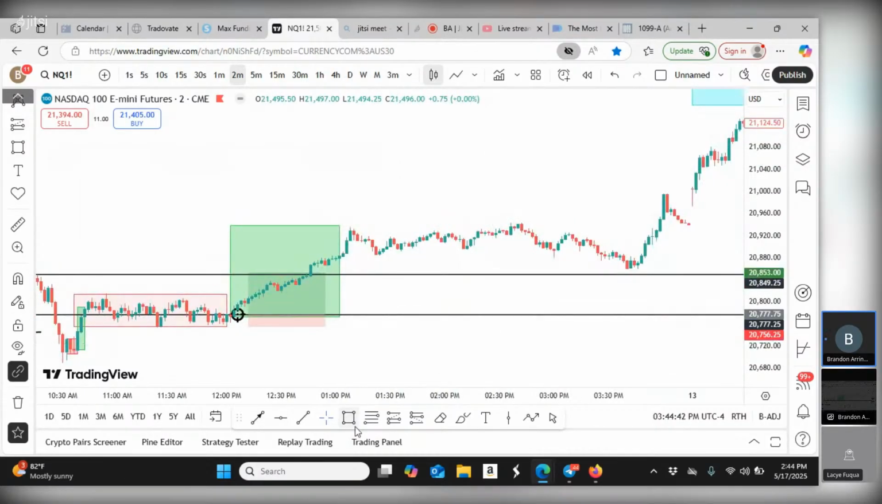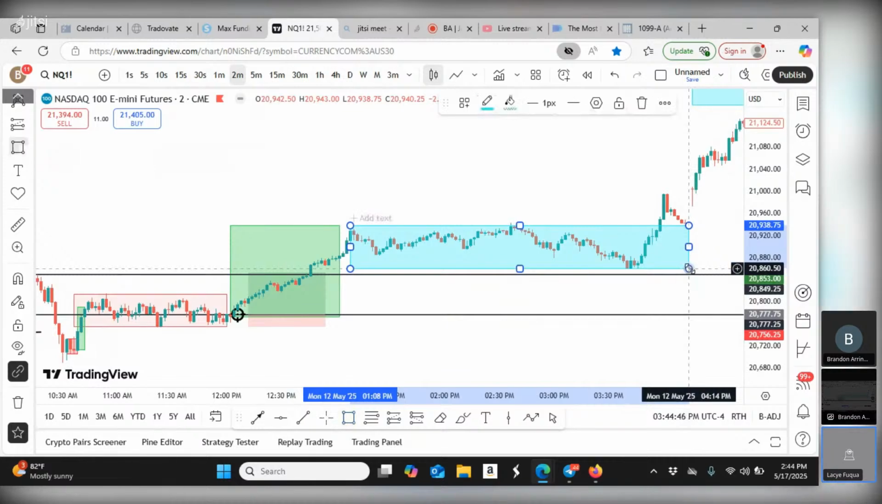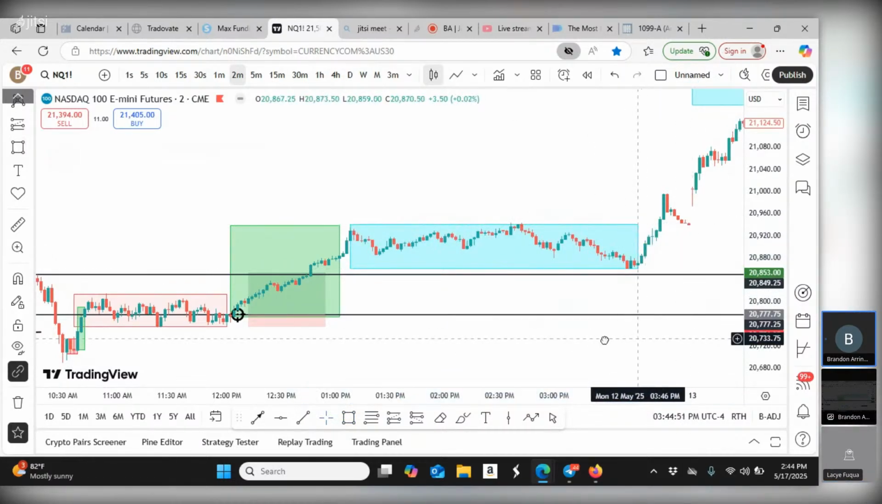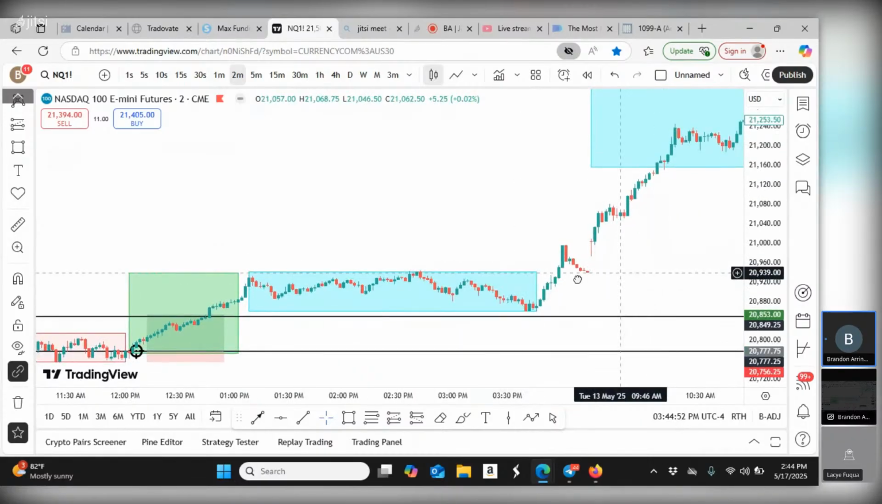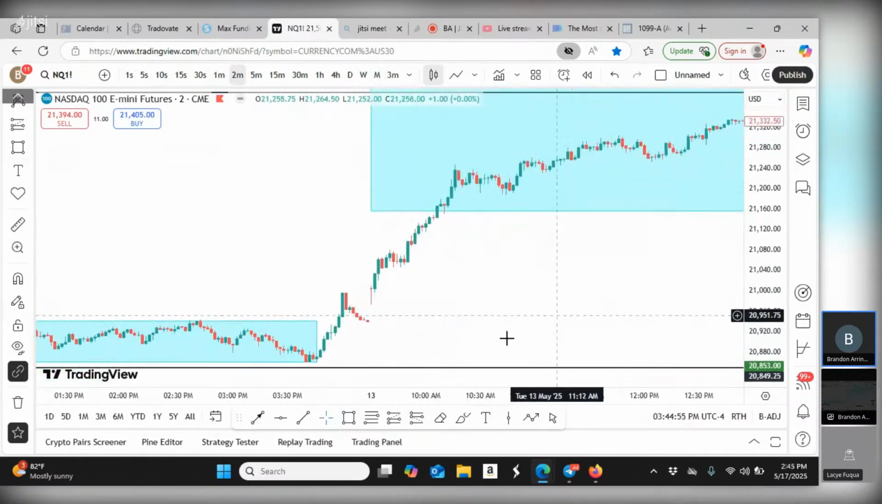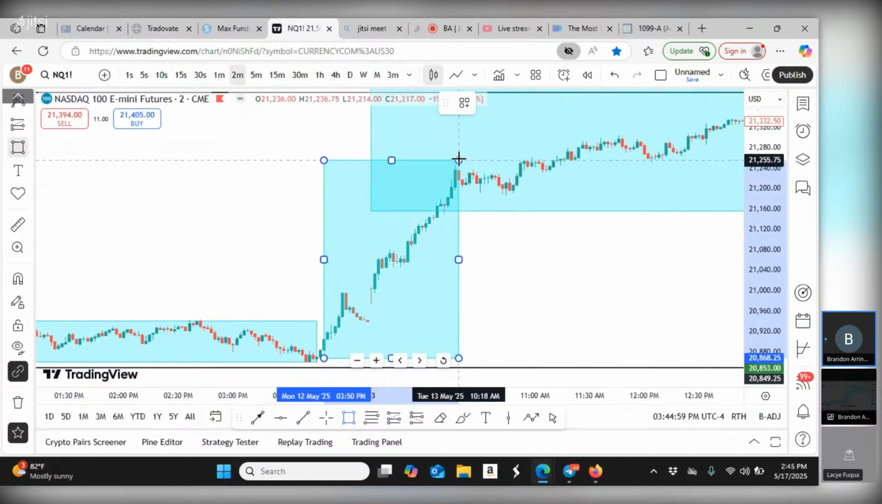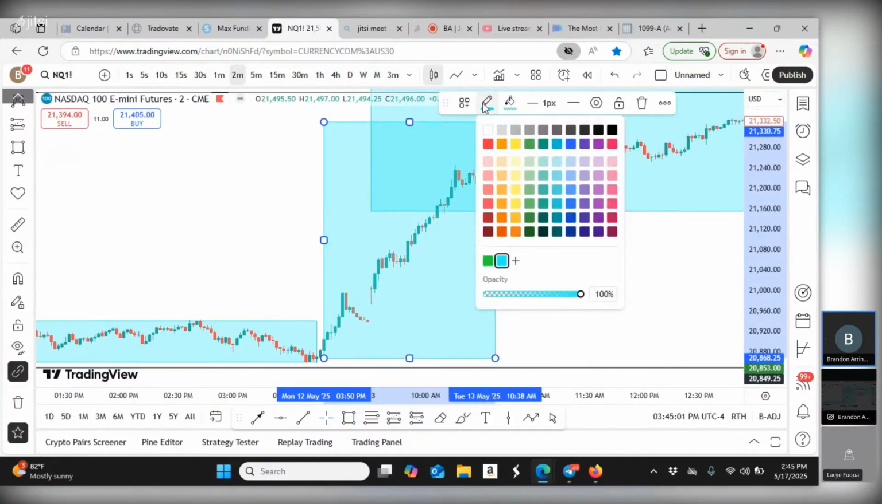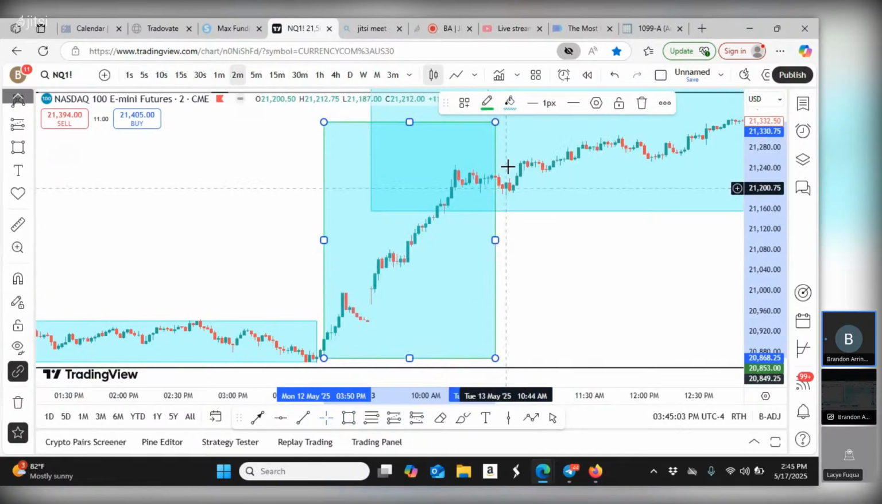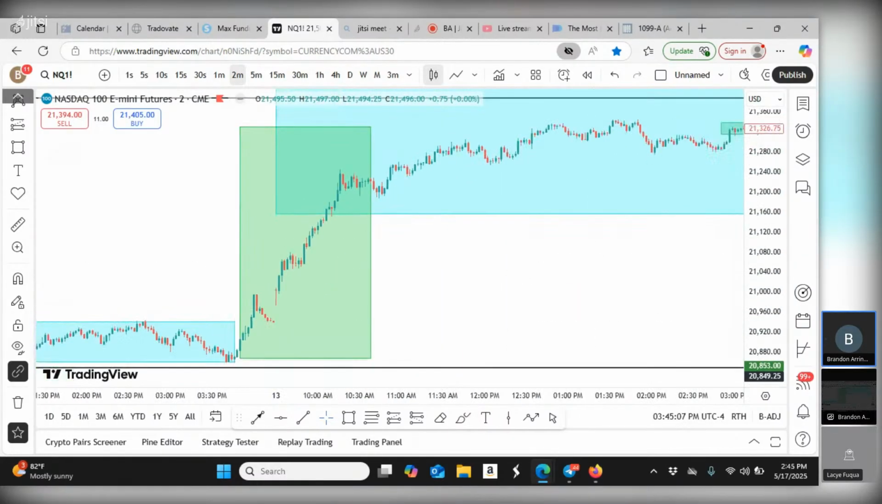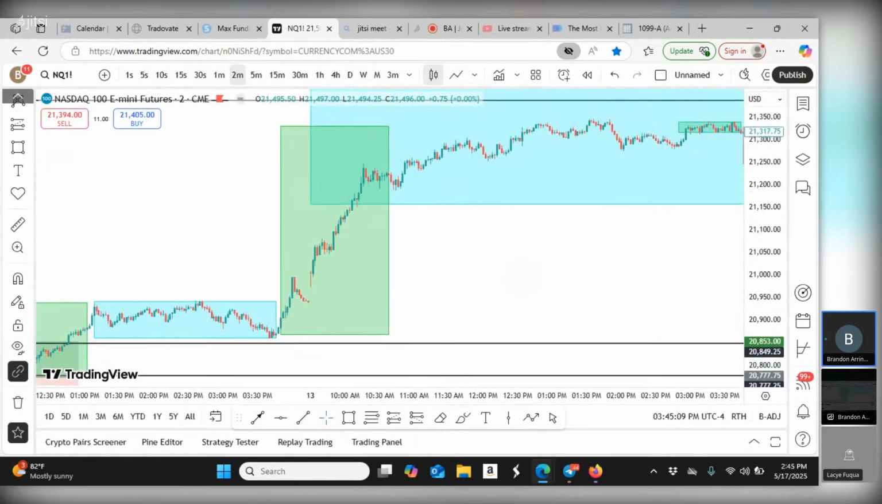But if I didn't trail it so far like that, look at this right here. It accumulated again. Once accumulation got done, see, it's another expansion. This happened over and over and over again. You're just trying to follow big money. That's all we're doing.